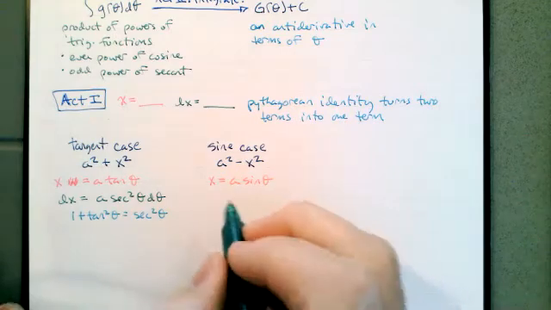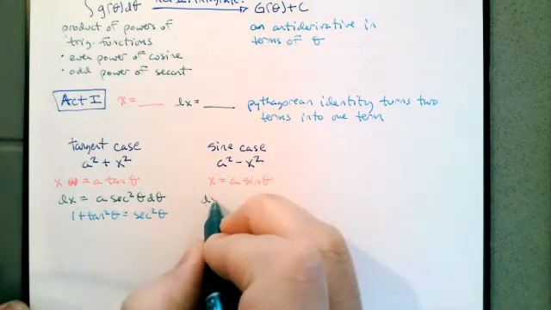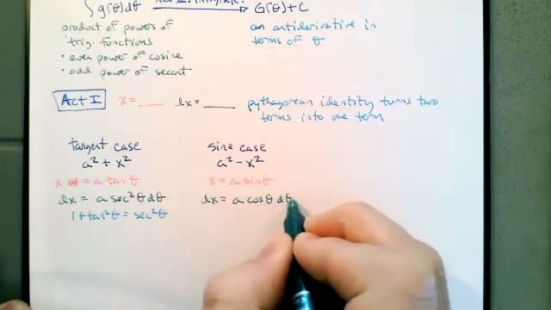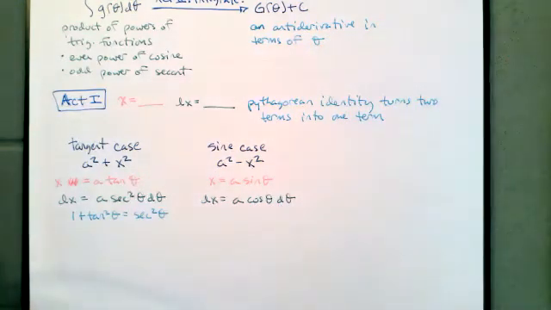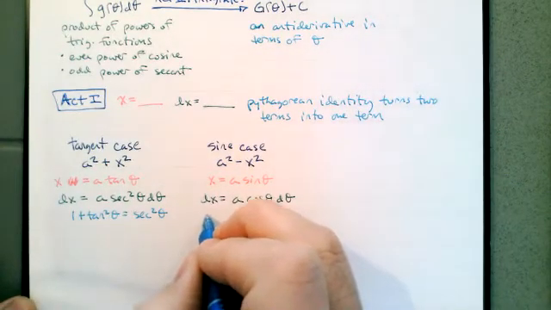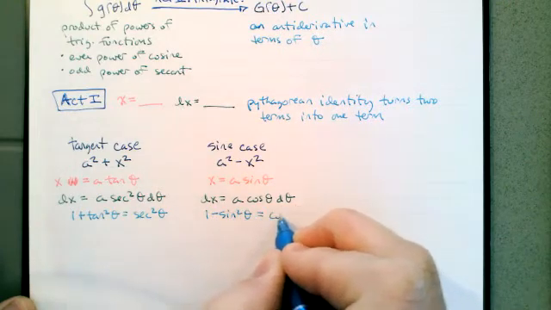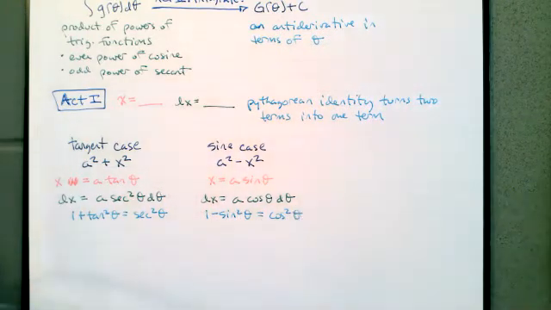So x equals a sine theta. That means that dx equals a cosine theta d theta. And the Pythagorean identity that we'll need here is that 1 minus sine squared theta is cosine squared theta. The substitution we're making, the dx, and the Pythagorean identity.